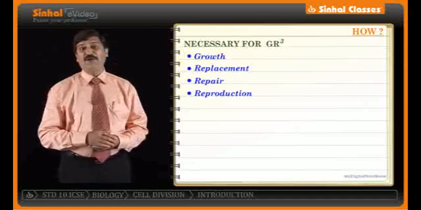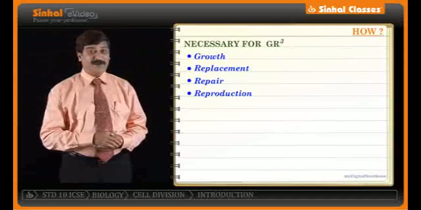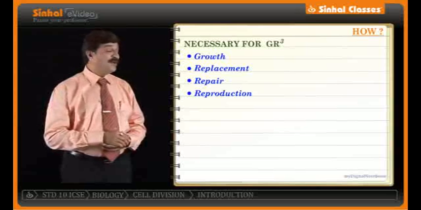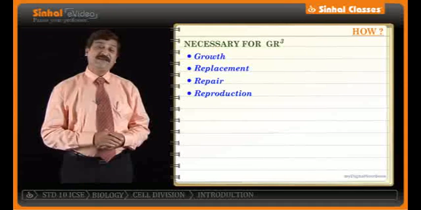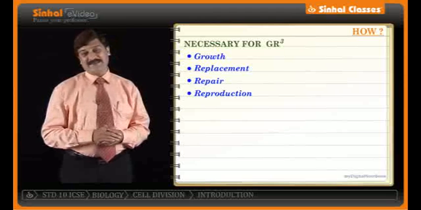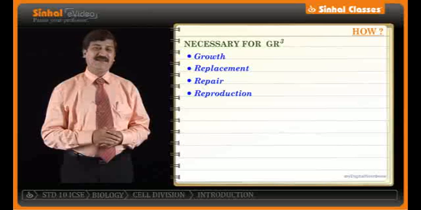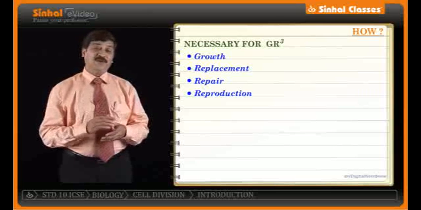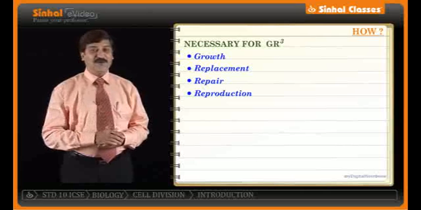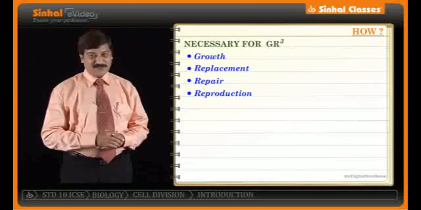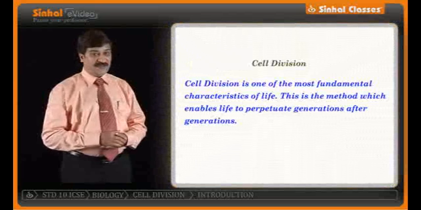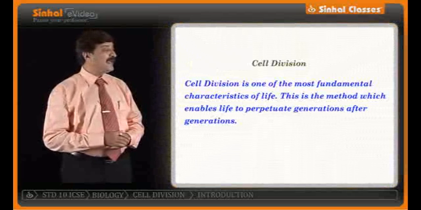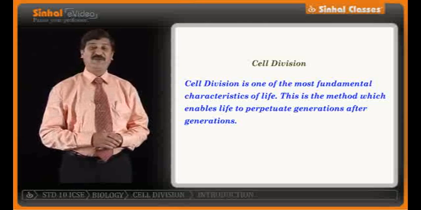So when we talk about growth, replacement, repair, or reproduction, all this is required for new cells that are produced. We will be talking in detail about each and every point to understand exactly what the need of it is. So, at this stage, when we are with the point that how the process is important, we have to recall the most important thing once again with the definition: cell division is one of the most fundamental characteristics of life. This is the method which enables life to perpetuate generations after generations.